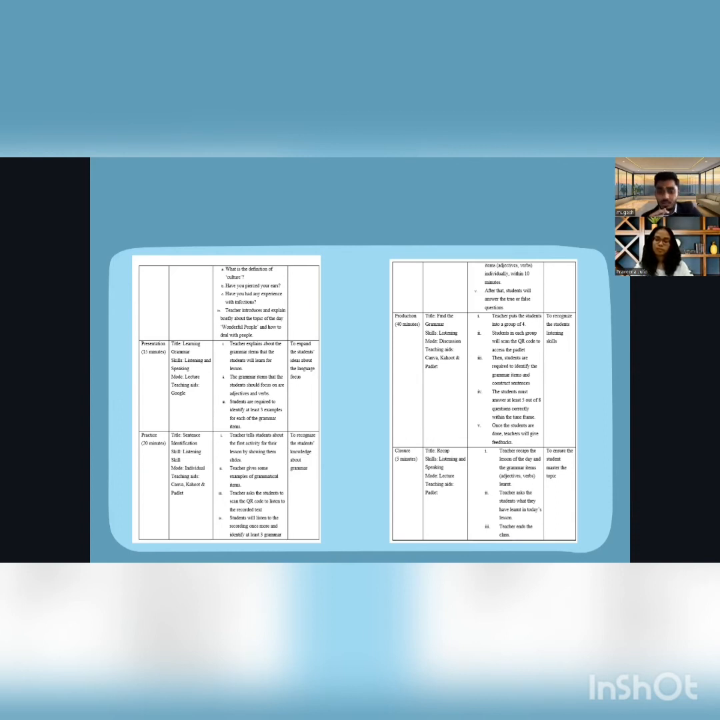For the last part, the closure part, the title is Recap, and it's about listening and speaking skills. The teaching aid used is Padlet. The teacher will recap the entire lesson for the day, and the teacher asks the students what they have learned for the day, and that's where the teacher ends the class. This is to ensure whether students have mastered the lesson for the day or not. Moving on to the attachment of teaching material.